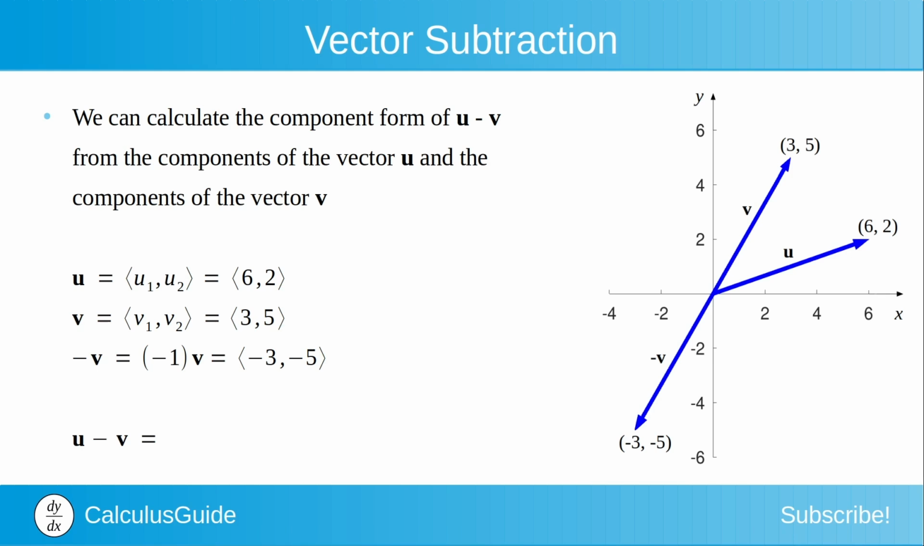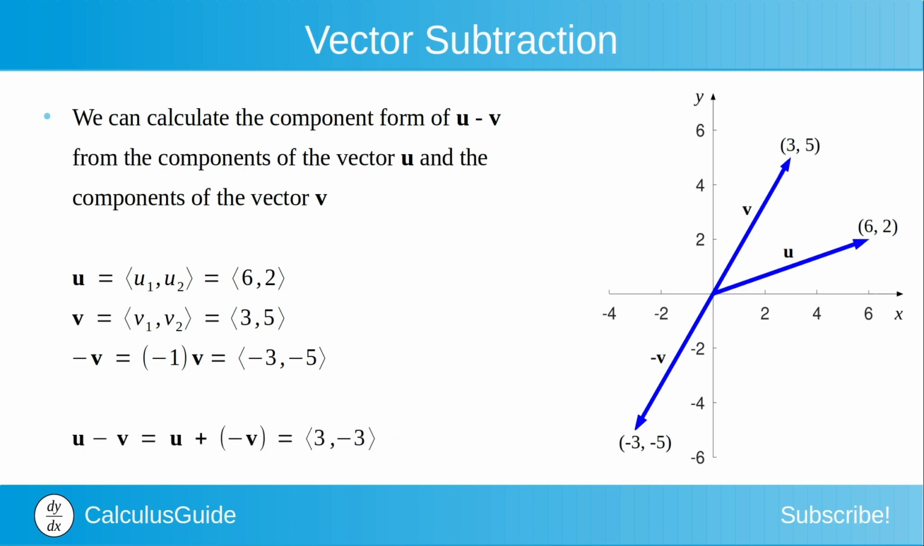We can calculate the component form of the resultant vector u minus v by adding the components of the vector u to the components of the vector minus v. Adding the horizontal components of u and minus v, we have 6 plus minus 3, and adding the vertical components of u and minus v, we have 2 plus minus 5. 6 plus minus 3 is equal to 3, and 2 plus minus 5 is equal to minus 3.